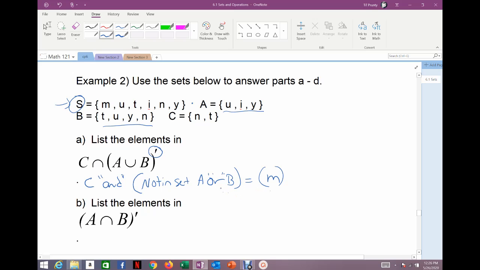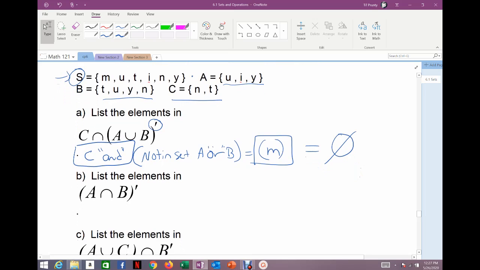So the group is M, and now I take care of the and in C. So is M also in C? Well, C contains the letters N and T. M is not in C, and so the answer is the empty set. There is no solution, right? There is no element from my universal set that is in C and not in A or B. So the answer is the empty set.